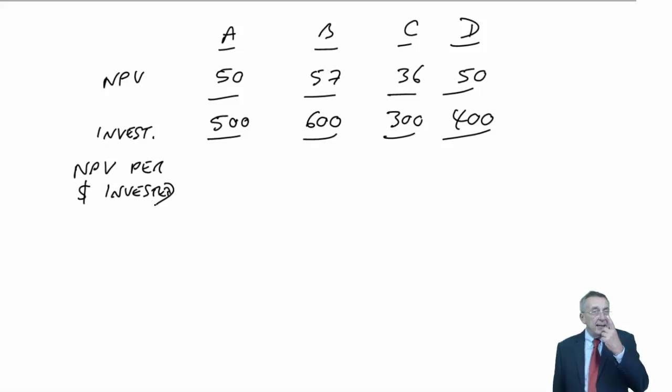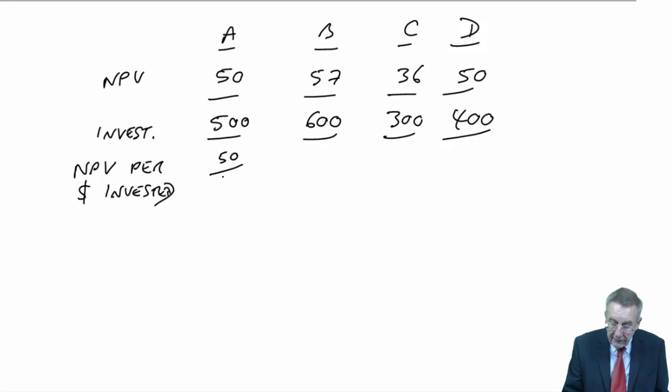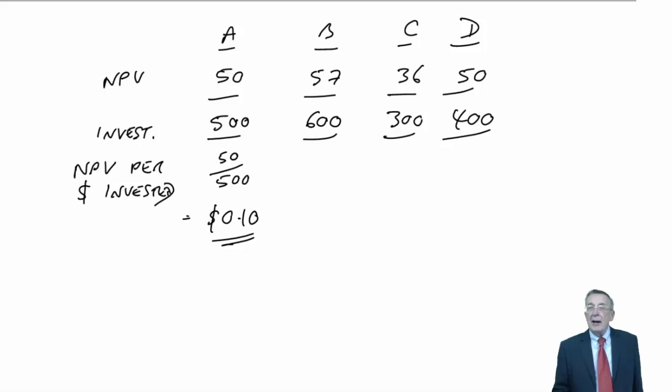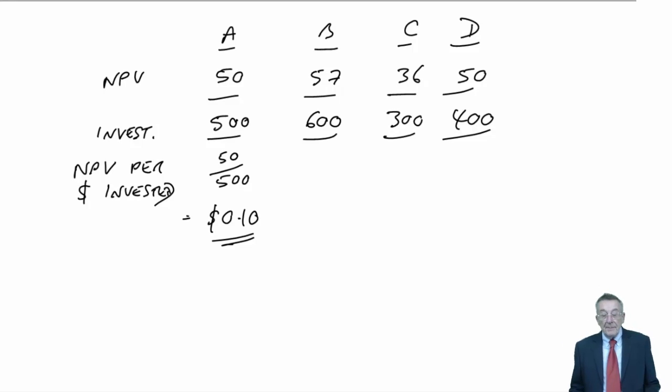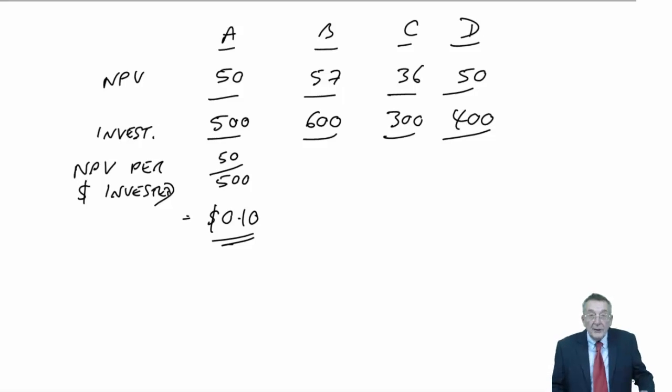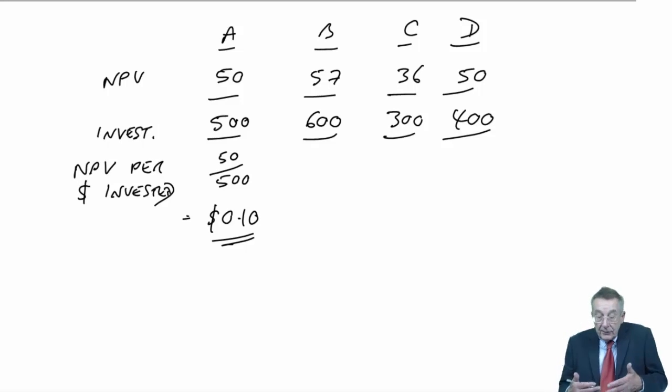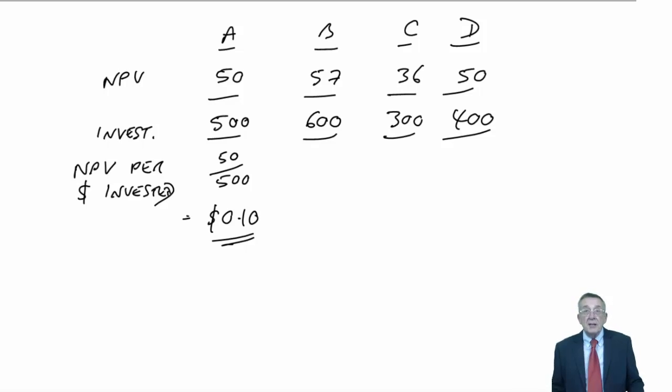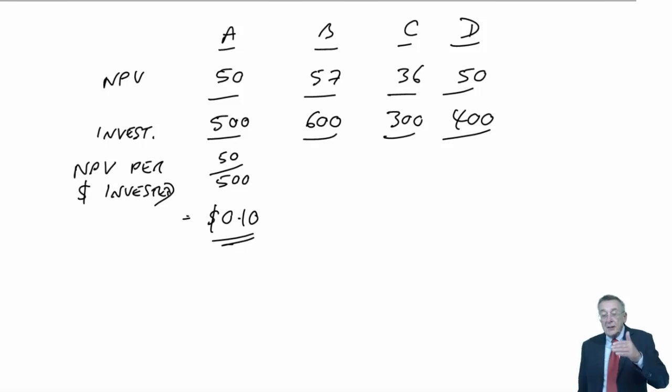And we say, okay, for every dollar that we invest in A, it's 50 on 500. We earn 10 cents for every dollar invested. And remember, we can do fractions. So I can invest just $1. I can invest $100, $200, $300. But for every dollar we invest in A, we'll generate an NPV of 10 cents.